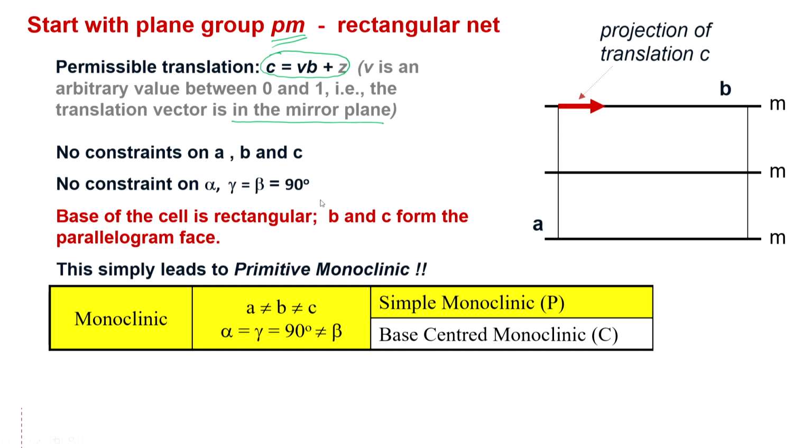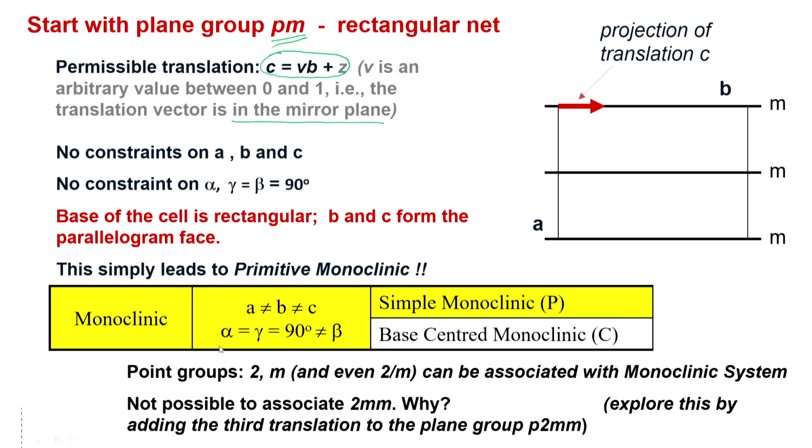Only difference, if I compare it with the previous monoclinic diagrams that I have drawn, is now the base of the cell is rectangular, while the BC plane is a parallelogram, but the AC plane will also be a rectangle. So, again two rectangular faces and one oblique or a parallelogram face. This is going to lead to a primitive monoclinic cell.